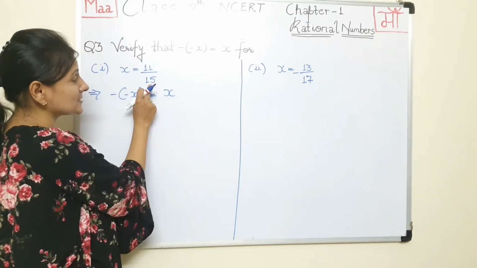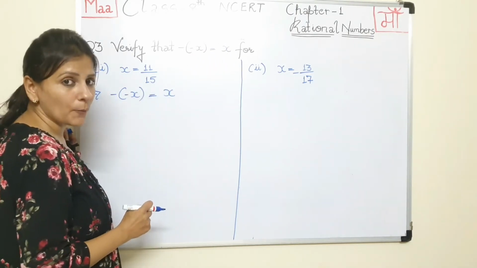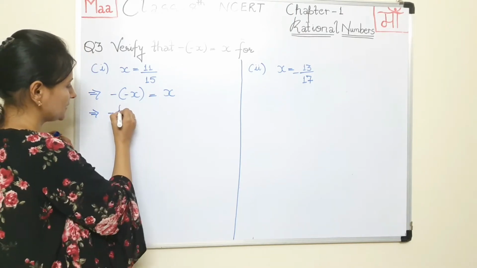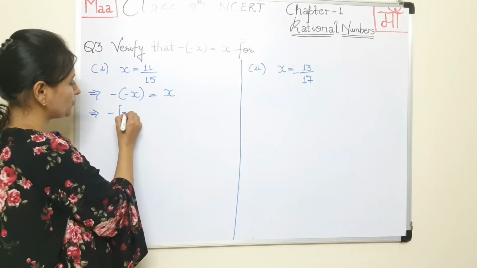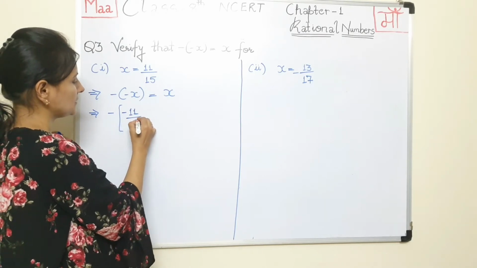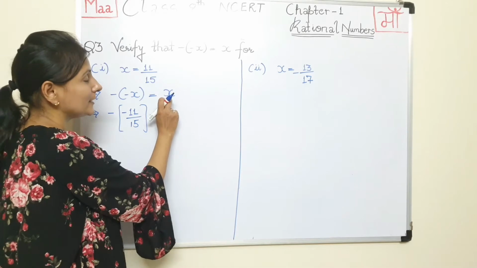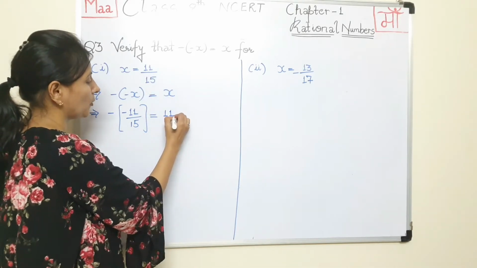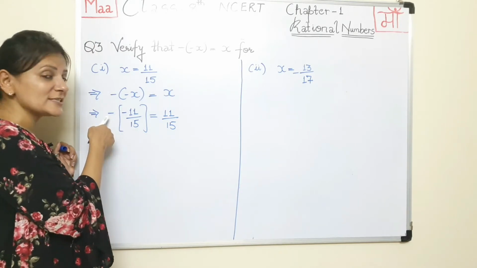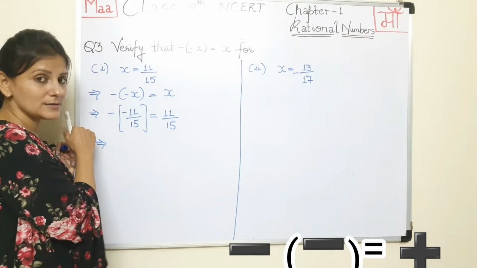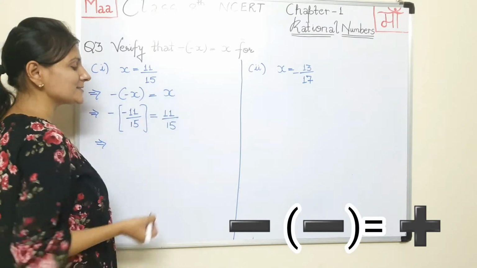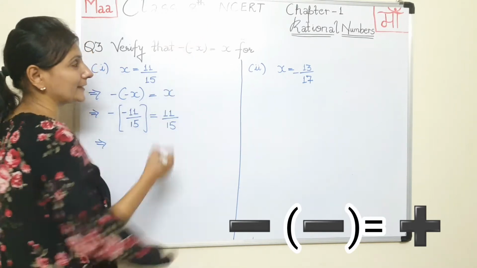Now in place of x, it is given in the question that we have to put 11 upon 15. Firstly you will put this minus sign as it is, then make the bracket, and again put this minus sign. In place of x you have to put 11 upon 15, and here again in place of x you will put 11 upon 15. In the next step you will open the bracket. You can see that a minus sign is outside the bracket and a minus sign is inside the bracket. Whenever there is one minus sign outside and one inside, in the next step it becomes directly plus.